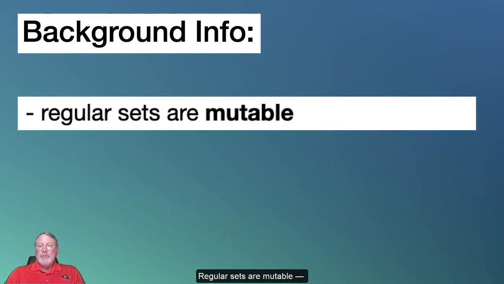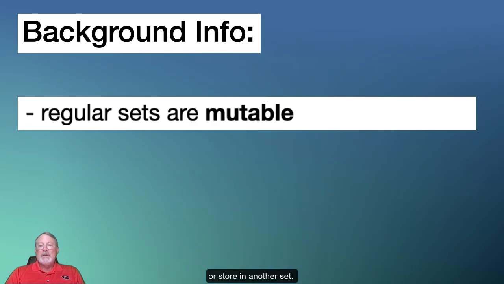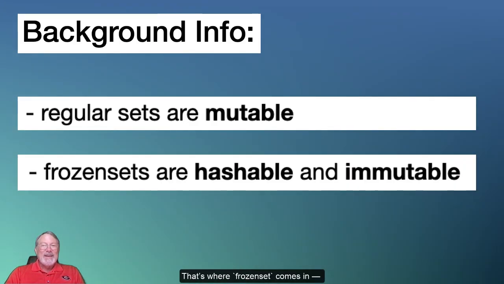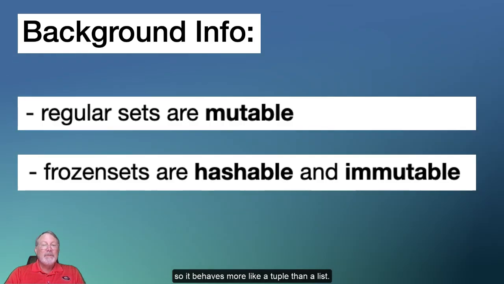Regular sets are mutable. You can add or remove elements at any time. But sometimes you need a set that you can safely use as a dictionary key or store in another set. That's where frozenset comes in. It's hashable and immutable, so it behaves more like a tuple than a list.